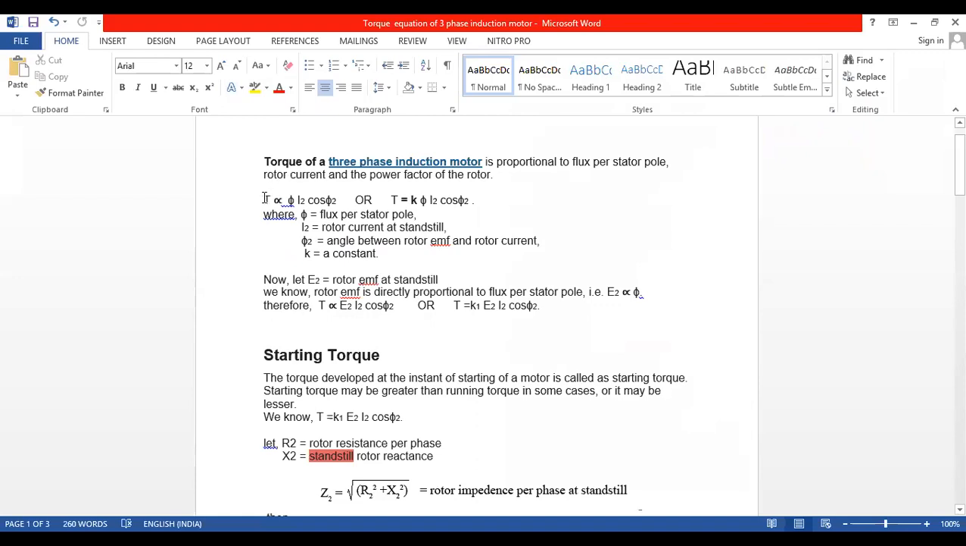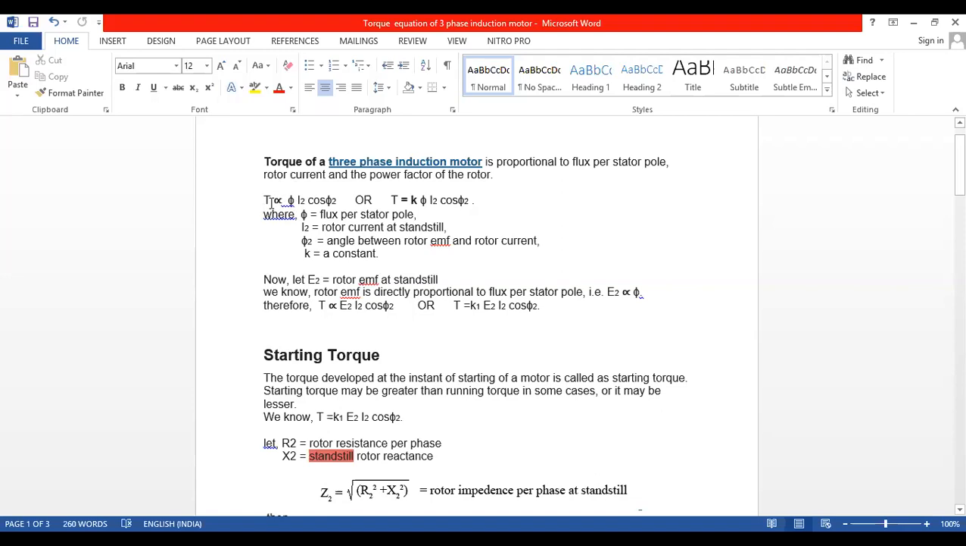So now you see the very simple first line: torque T depends on the magnetic flux, which means the rotating magnetic field, because according to the working principle, the rotating magnetic field is developed across the stator. It rotates through the air gap between stator and rotor. It cuts the rotor conductors, then current flows through the rotor conductors. Rotor we represent by suffix 2, stator by 1.